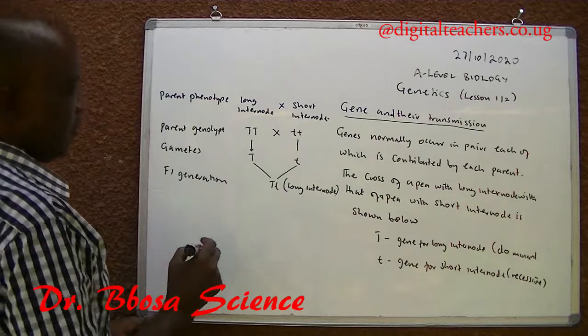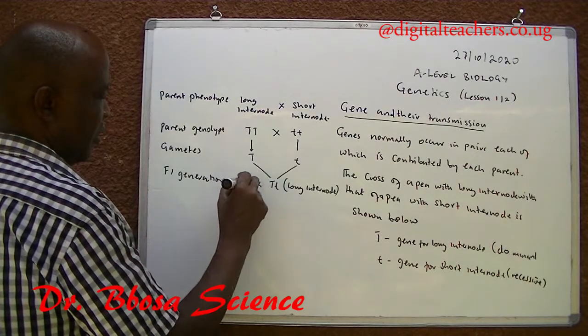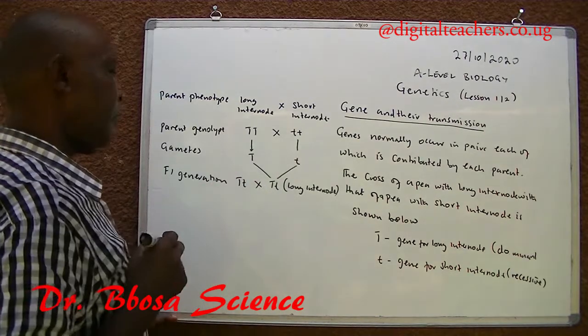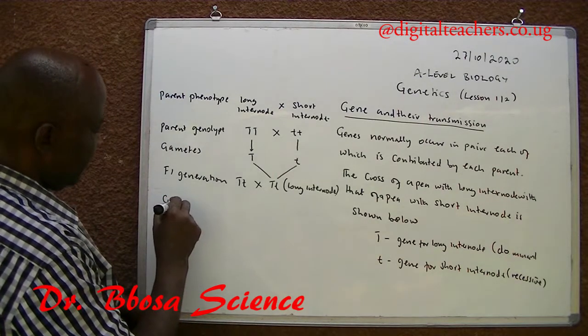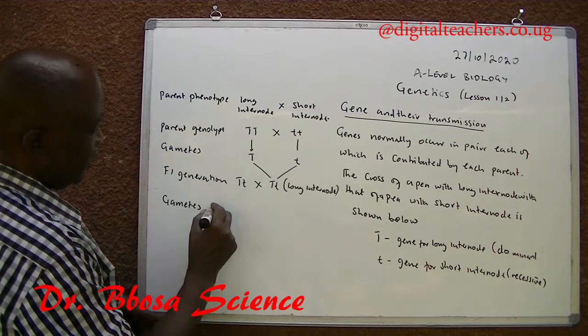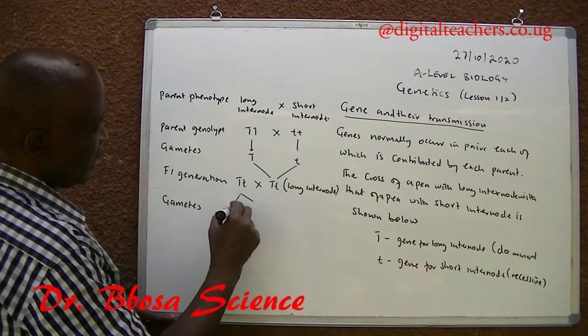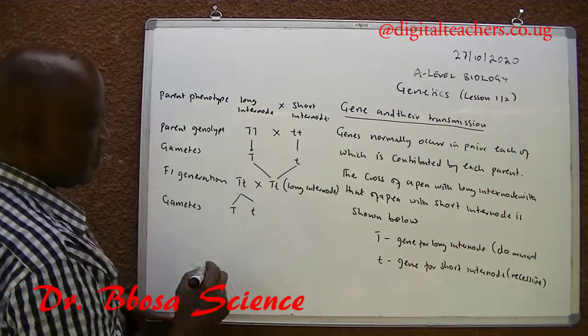So if we cross the F1 generation, then the gametes here will produce gametes with capital T, others with small t.